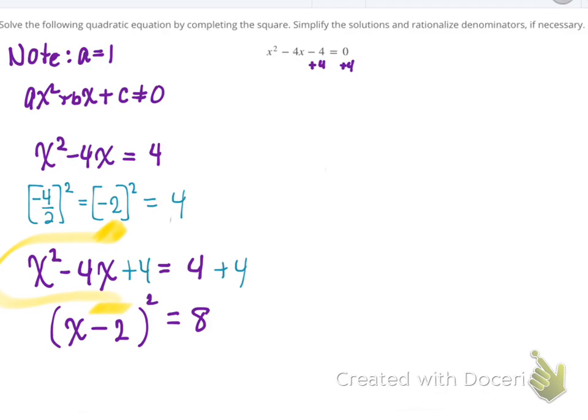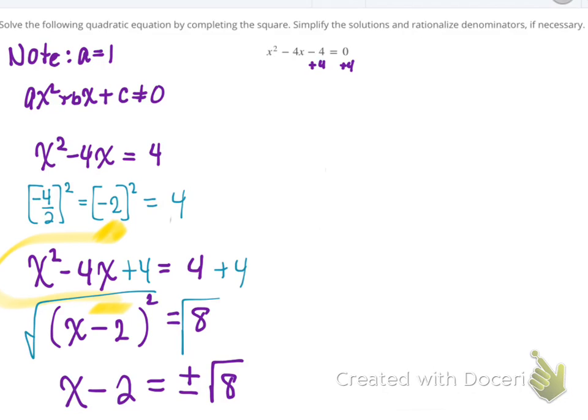Now I can solve this using the square root method. So I'm going to take the square root of both sides, which, remember, we have to do this. When I take the square root of both sides, I will have x minus 2 equals, do not forget the plus or minus square root of 8. And now I need to get x by itself, so I'll add 2 to both sides. When I add 2 to both sides, this will give me x equals 2 plus or minus the square root of 8.